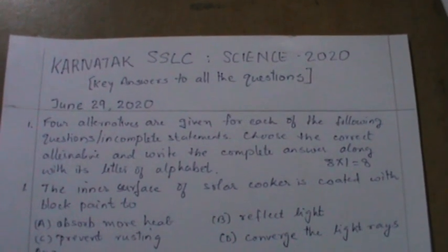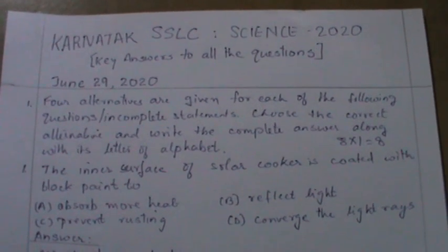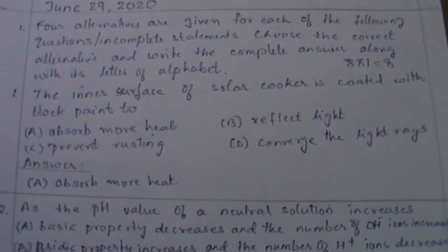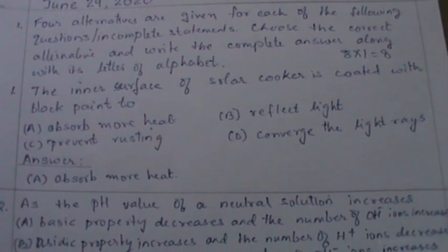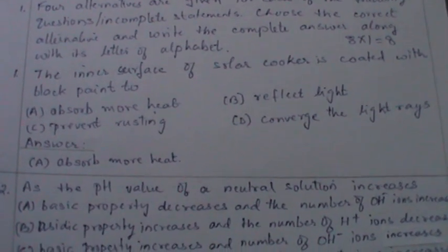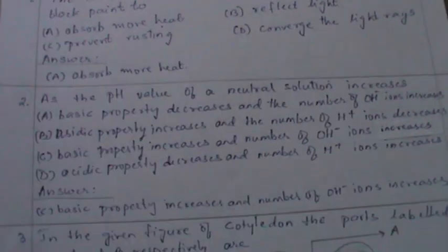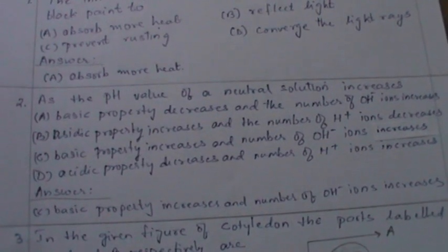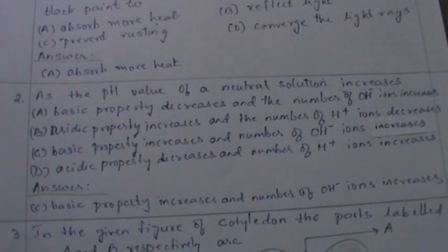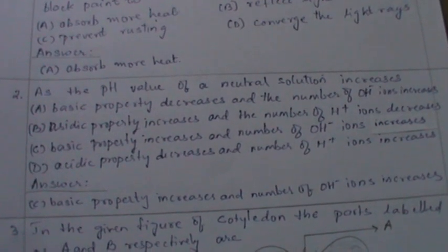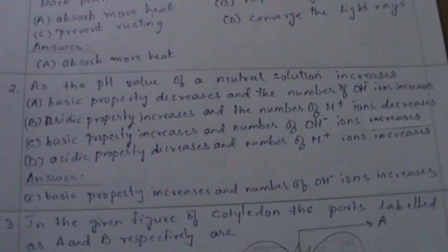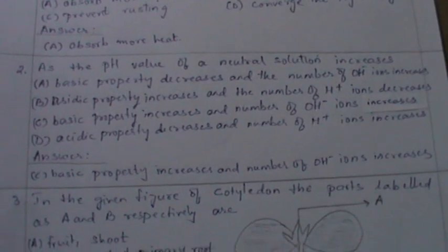Karnataka SSLC Science 2020 key answers to all the questions. Question number 1. The inner surface of solar cooker is coated with black paint to dash. Answer A. Absorb more heat. Question number 2. As the pH value of a neutral solution increases dash. Answer C. Basic property increases and number of OH minus ions increases.